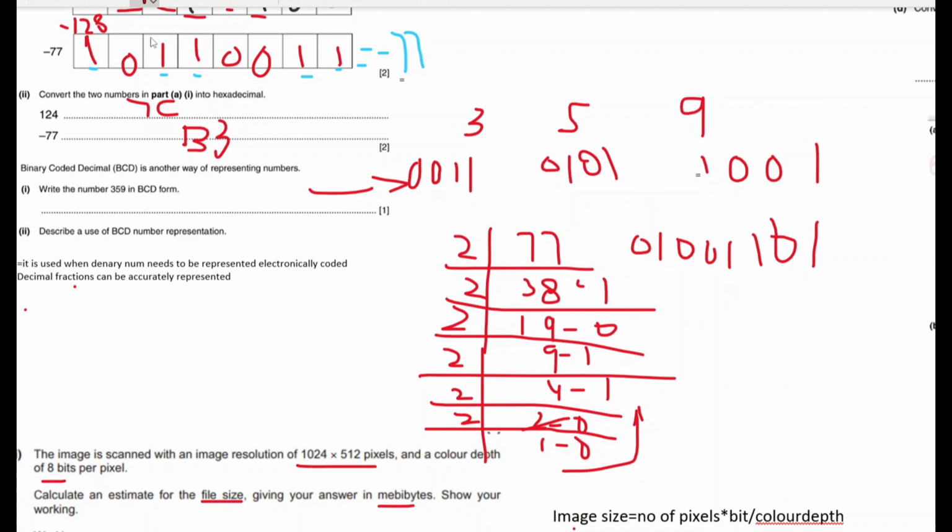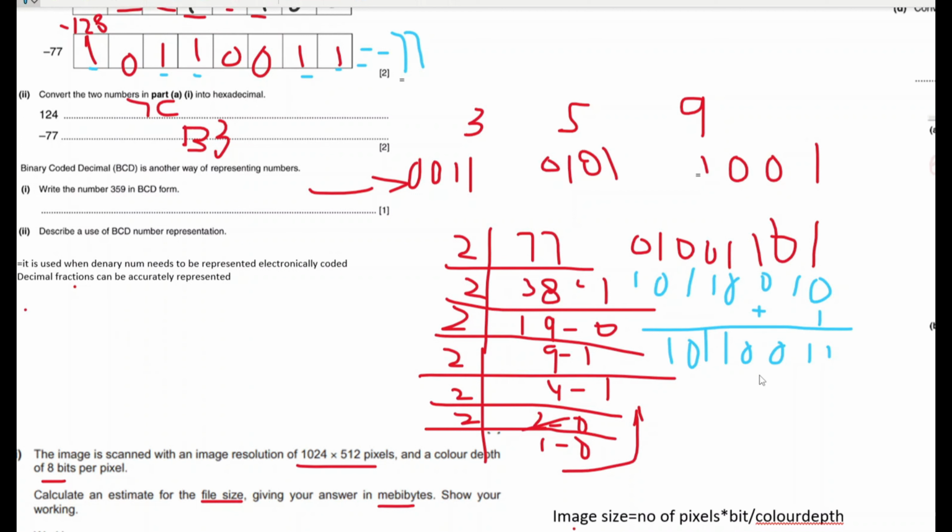Now you have to convert it into its 1's complement first. So it will be 1 0 1 1 0 0 1 0, and then you have to convert into 2's complement because you're dealing with a negative number. So just add 1 over here, and I will get 1 0 1 1 0 0 1 1.